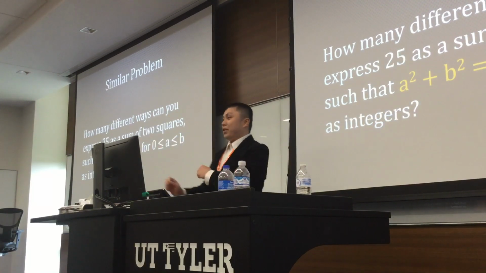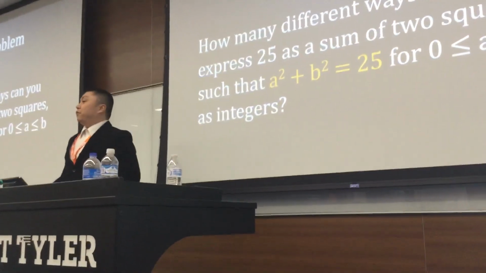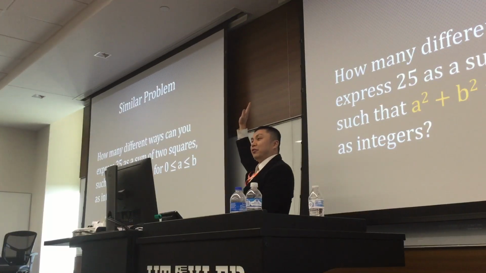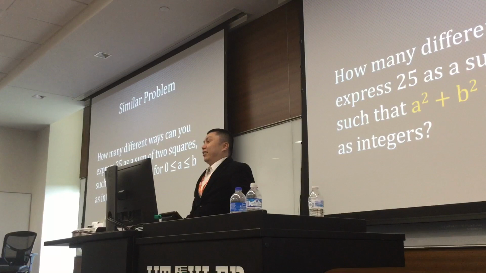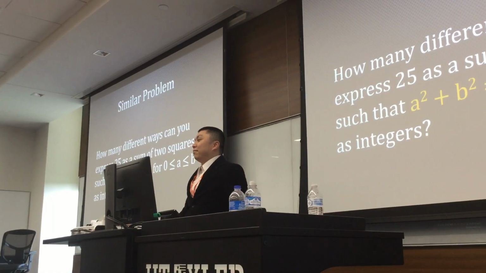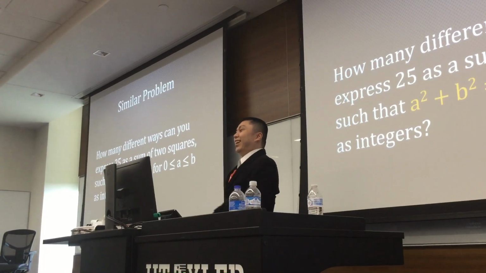Let's do the easier problem. Sum of two squares that will add up to 25. Okay, who has solved it? Who knows the answer? Okay, I see a hand. One way to do it is 5 squared plus 0 squared. Okay, another way? Oh, there's another way? Yeah, 3 squared, 9, and 4. 3 squared plus 4 squared.